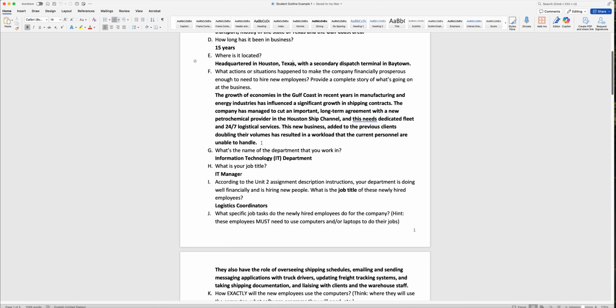The company has managed to cut an important long-term agreement with a new petrochemical provider in the Houston Ship Channel, and this needs dedicated fleet and 24/7 logistical services. This new business, added to the previous clients, doubling their volumes, has resulted in a workload that the current personnel are unable to handle.